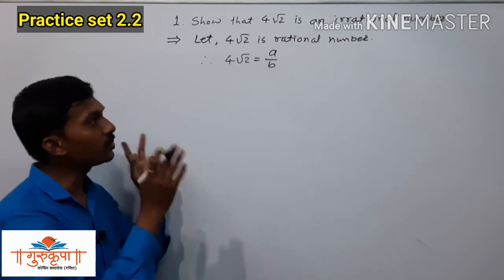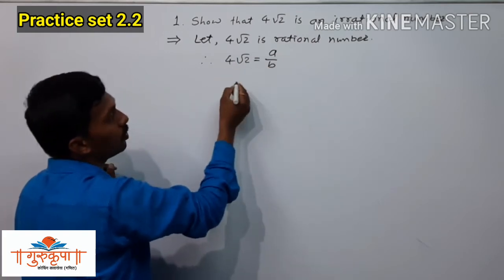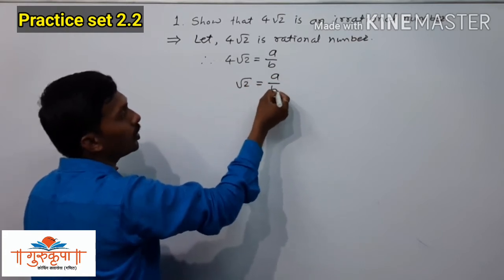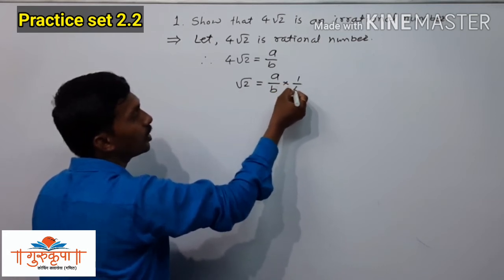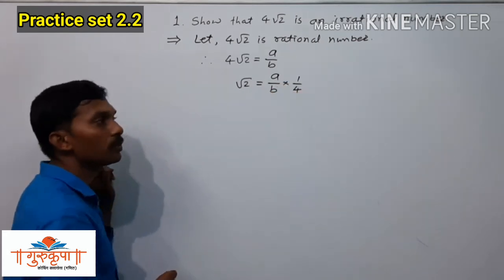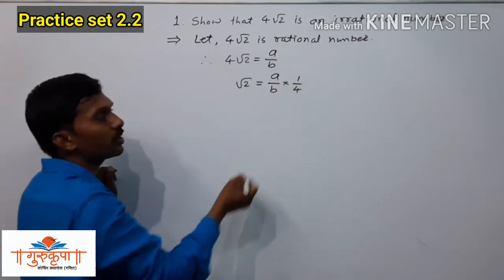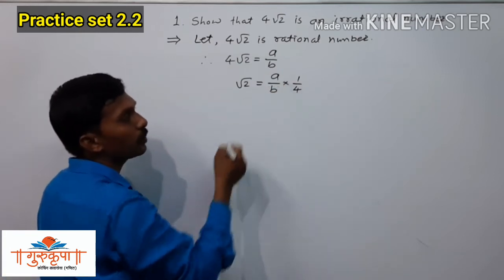So here it is too easy. Just we will transfer this 4 to the right side. So what will you get here? Root 2 is equal to a upon b into, sorry, into 1 upon 4. Or you can write it with the denominator only, a upon 4b. Here 4 is in multiplication, and if we transfer it, it will go into division. So you can directly write a upon 4b.